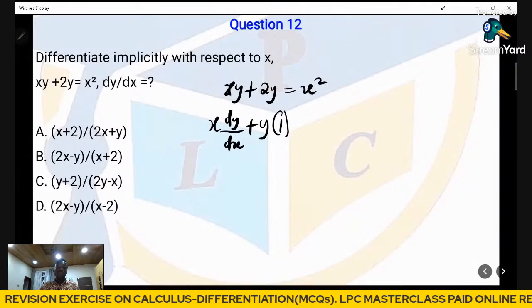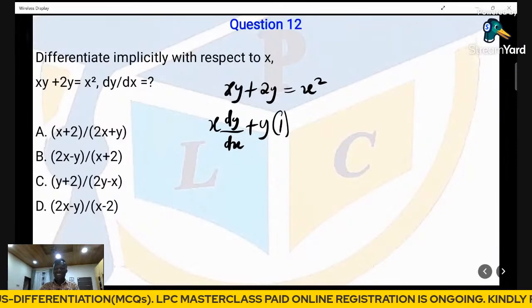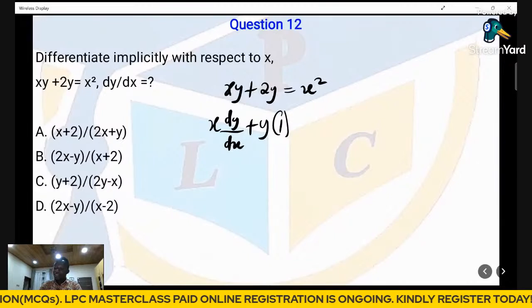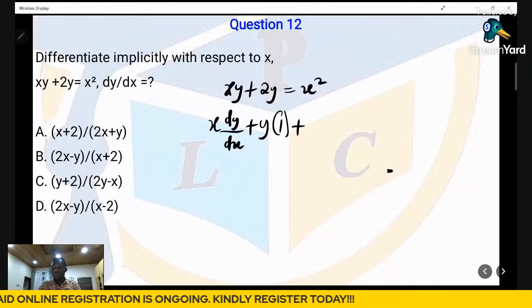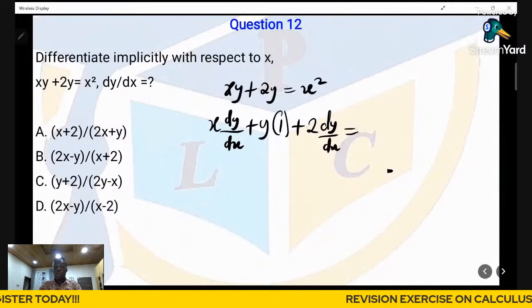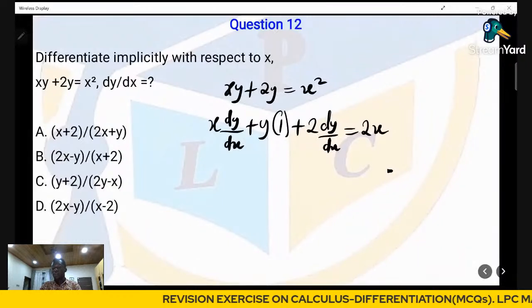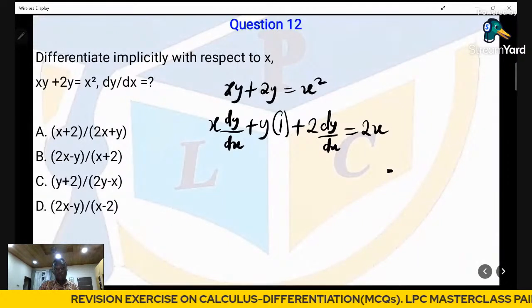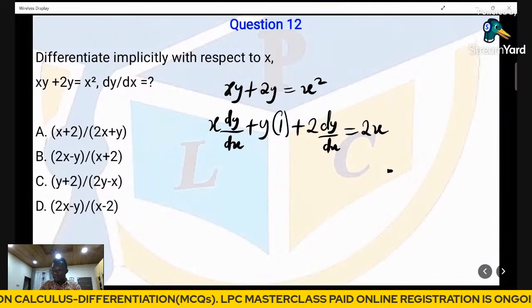1. By this time, you should be able to differentiate without difficulty, I mean, that is what we need to know. And then plus, here the power of y is just 1, so I will say 2 dy over dx is equal to the differential of x squared. I'm getting 2x. So you're asked to find dy over dx, so at this point we make dy over dx the subject. Is that okay?